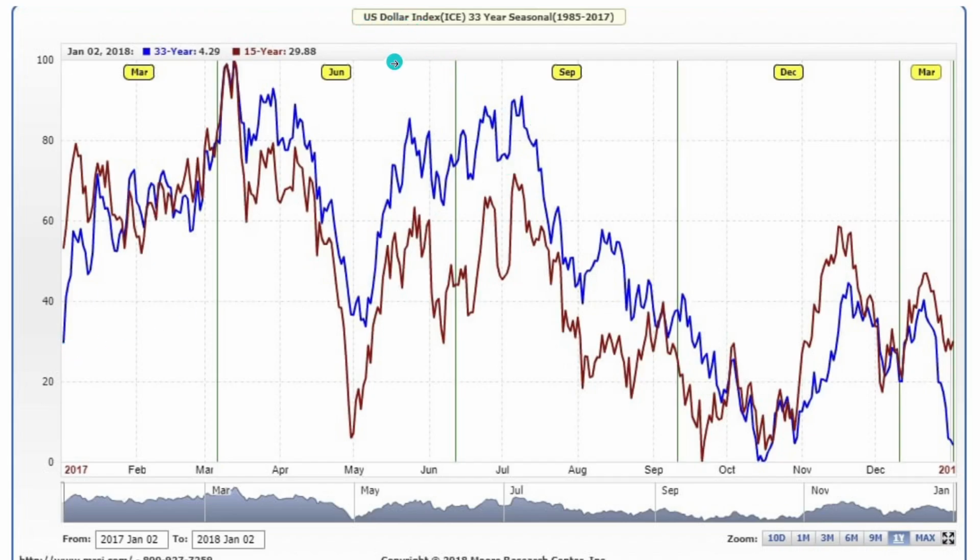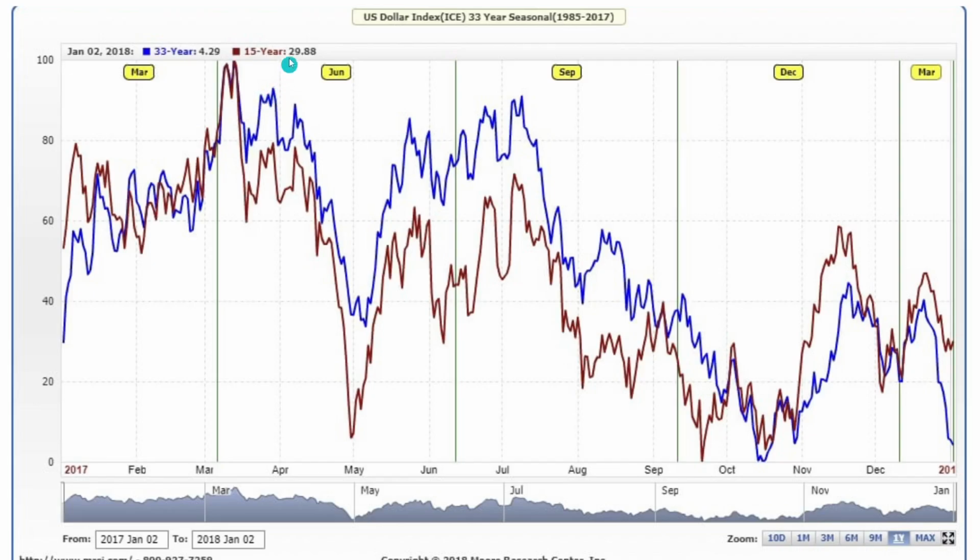As you can see, we have the US dollar index, the 33-year and a 15-year seasonal tendency, blue being 33 years and 15 being the red line. We like to see on these charts with the seasonal tendencies both of the lines moving in the same direction, giving us a stronger yield for price and where price should be going. So I can see the blue and the red line moving higher, even though we have a consolidation here from the beginning of January to about March. We should have a bullish stance on the dollar index.